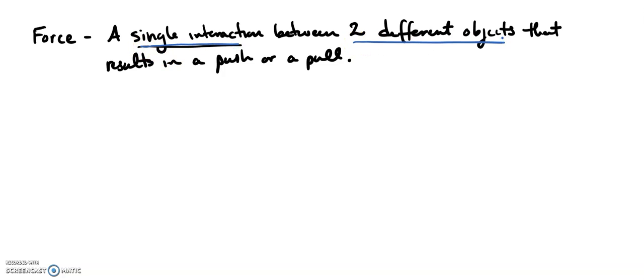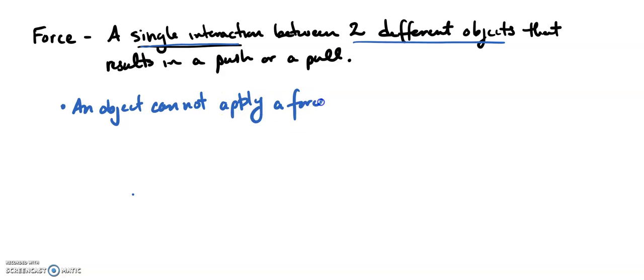Two different objects. So what this tells us is that an object cannot apply a force to itself. You cannot have an object apply a force to itself.